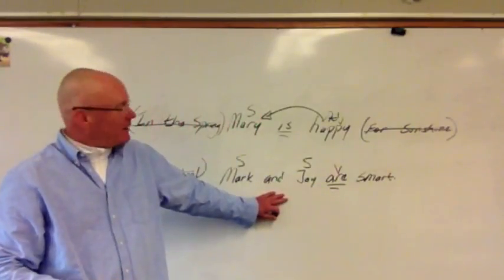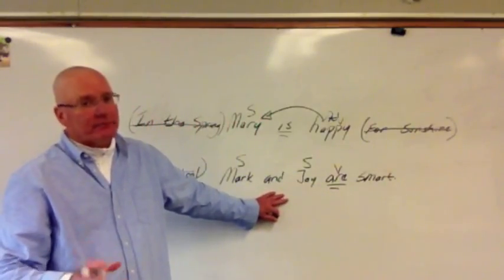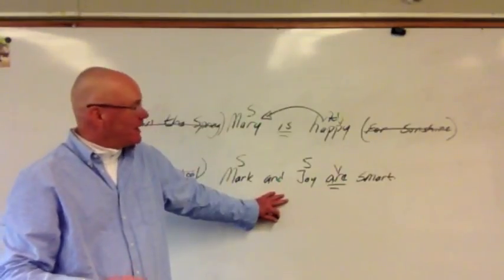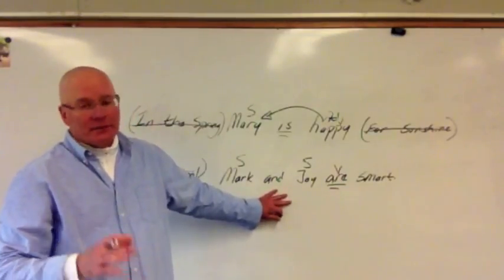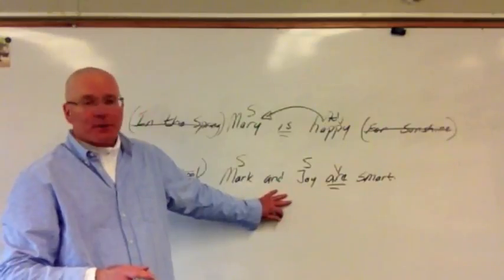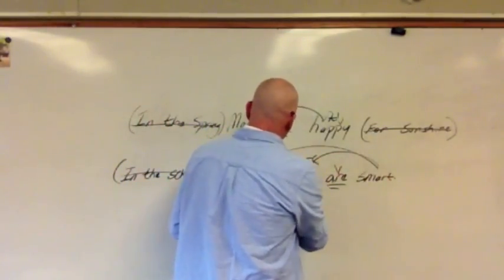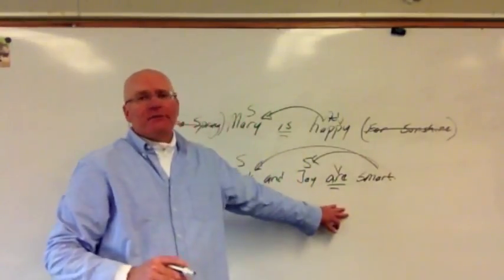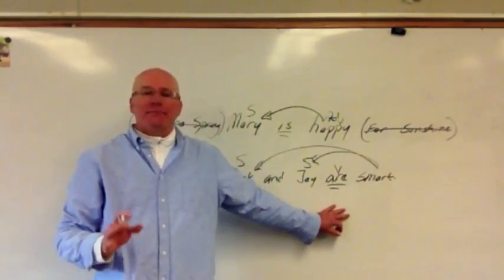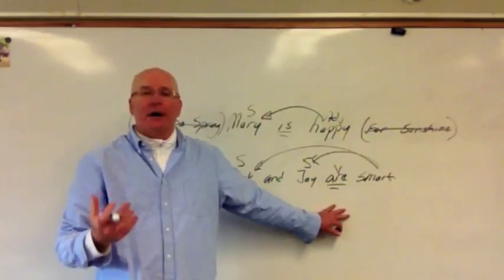One way to think about it is that an adjective must modify a noun or nouns, and in this case, the only nouns that this adjective can modify are Mark and Jay. So smart modifies Mark and Jay. It's an adjective that follows a linking verb and modifies or gives you more information about the subject.